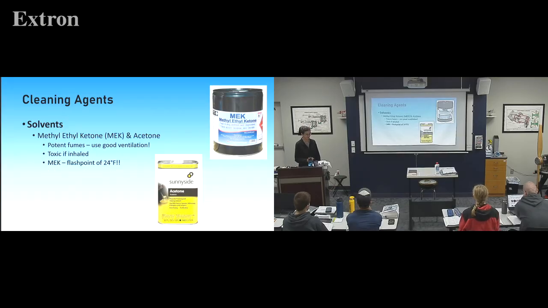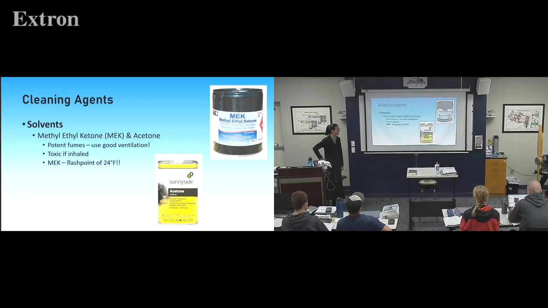Then we have MEK, methyl ethyl ketone, and also acetone. You may be aware these do produce potent fumes. So make sure you use good ventilation. Have doors open, fans going, so you're not breathing this in. It is toxic if it's inhaled. I think some of you have already inhaled it a little too much.